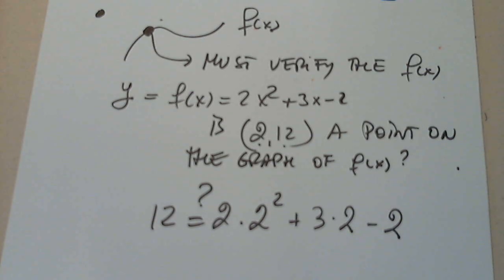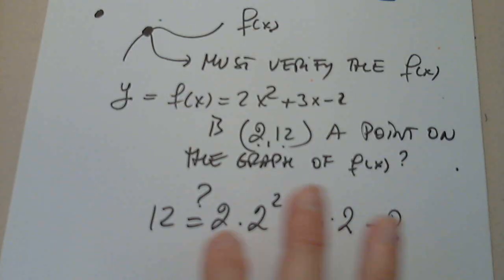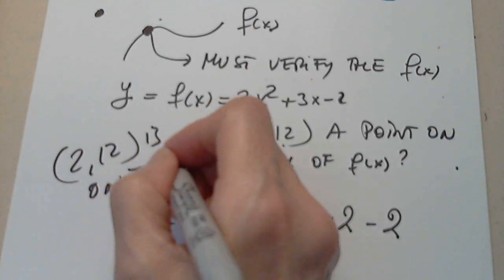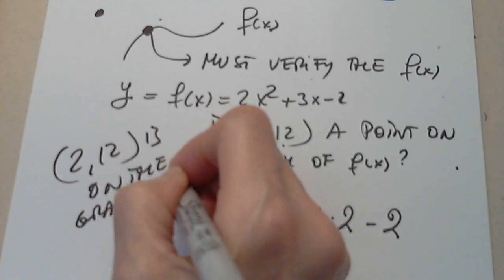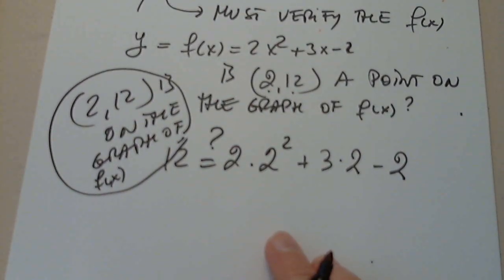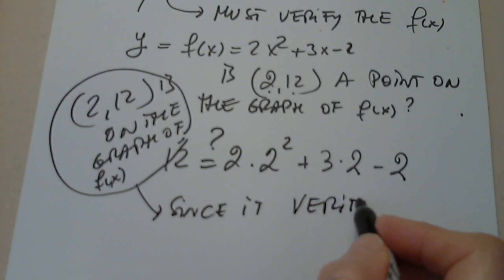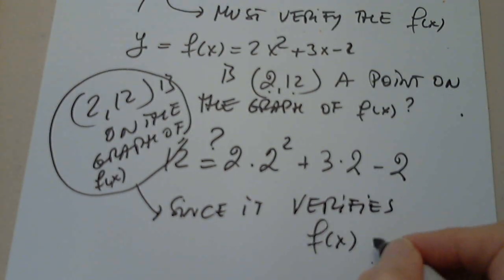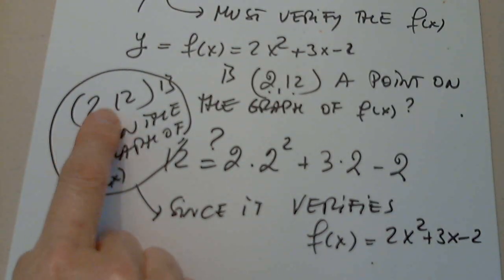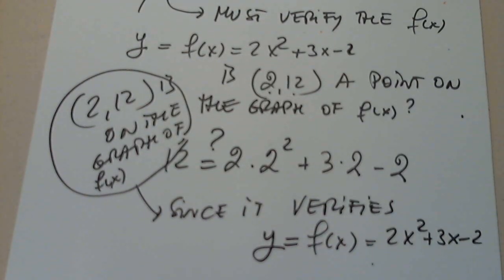It is? Yes, because 4 times 2 is 8. 8 plus 6 is 14. 14 minus 2 is 12. Yes, 2 comma 12 is on the graph of f of x. Why? It verifies the equation. Since it verifies f of x equals 2x squared plus 3x minus 2. When x is 2, y was 12. F of x or y mean the same thing. Very good.